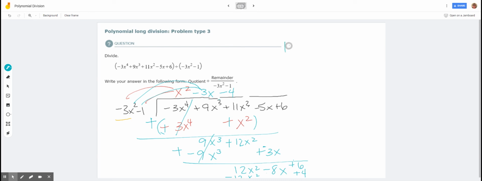You guys will be better because you have your papers. 12x squared minus 8x. We bring down the 6 plus 6. And then we get negative 12x squared plus 4. But remember, we are subtracting that quantity. So we're going to add.